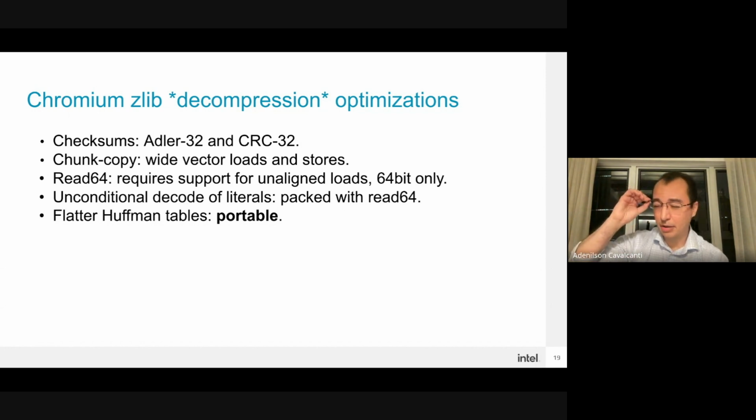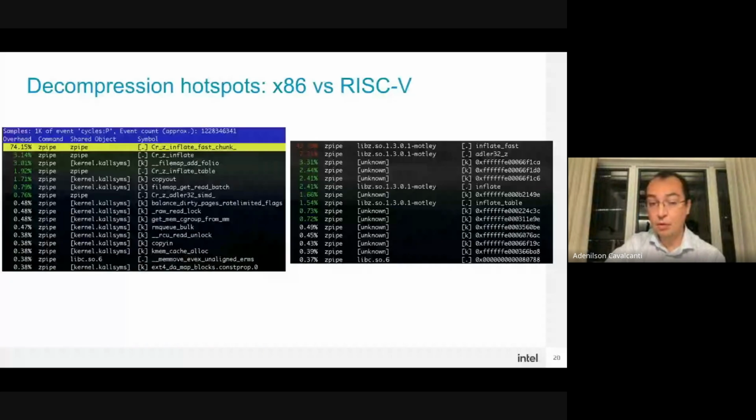The conditional decode of literals is when, if I recall correctly, you are processing a literal, because basically LZ77 is going to split data into literals and pairs. And finally, using a flatter Huffman table, which should be portable. But it's interesting to pay attention that chunk copy, read64 and the conditional decode of literals are organized together.